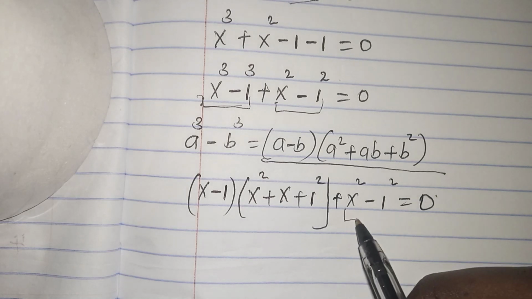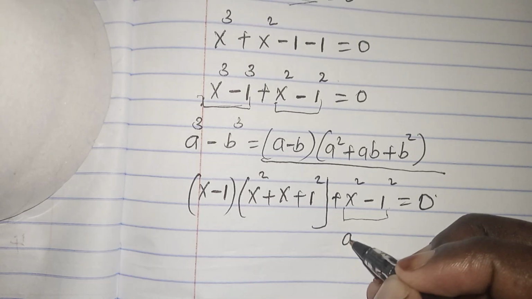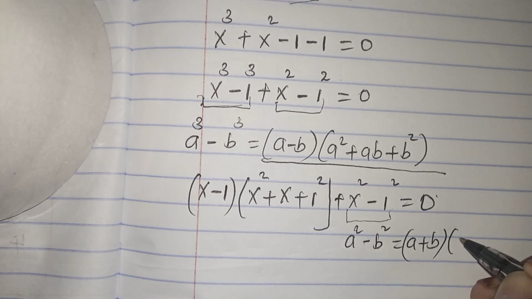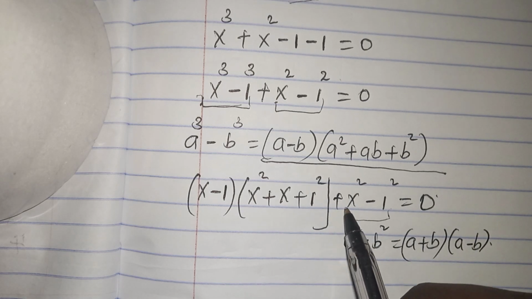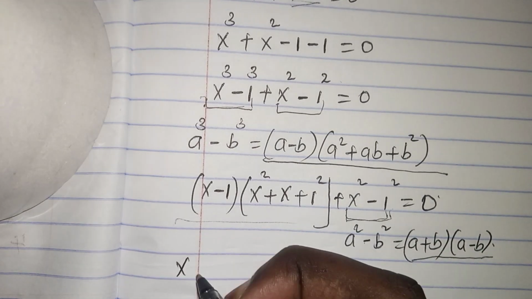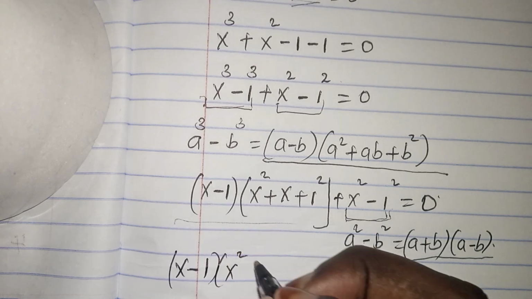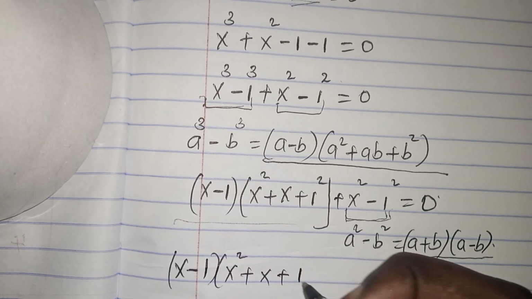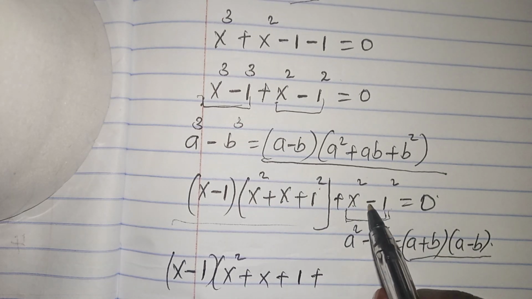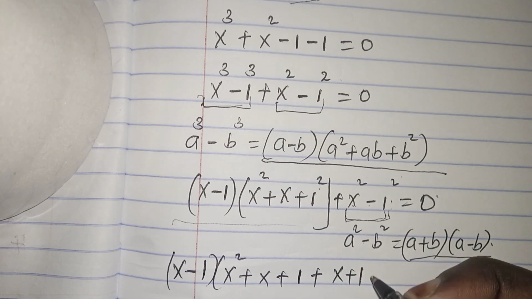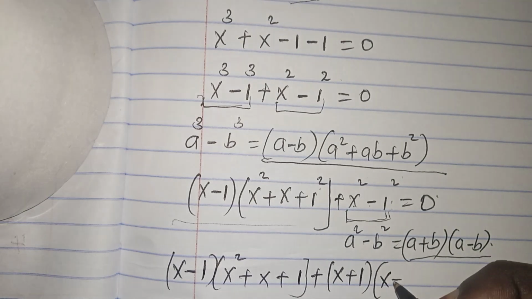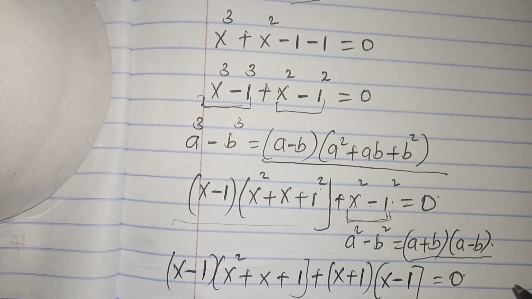So our next step is to solve this perfect square, whereby if you have a squared minus b squared is equal to a plus b into a minus b. So we are going to express this into this form. So let us write this, x minus 1 bracket x squared plus x plus 1, 1 squared is 1, plus x squared minus 1 squared. So this will be x plus 1 bracket, another bracket x minus 1 is equal to 0, right?